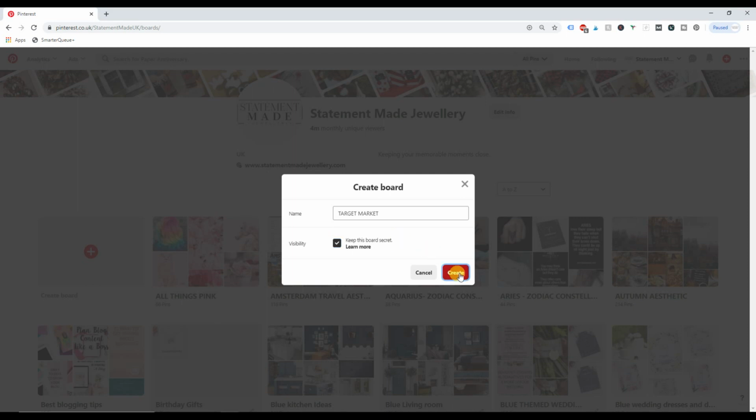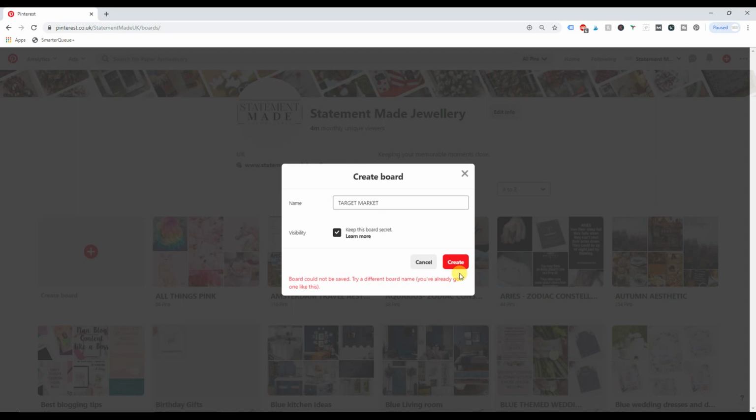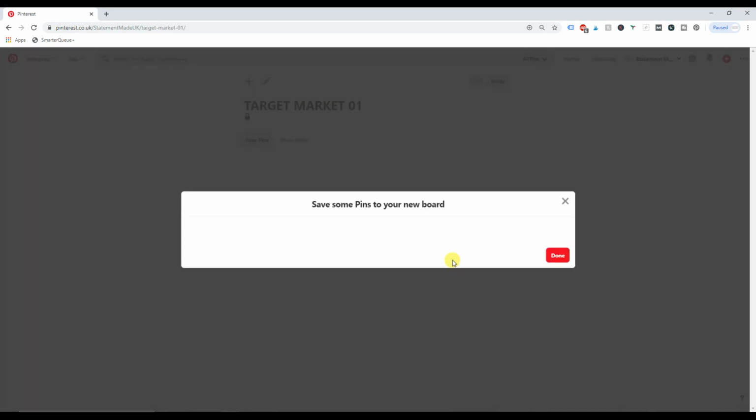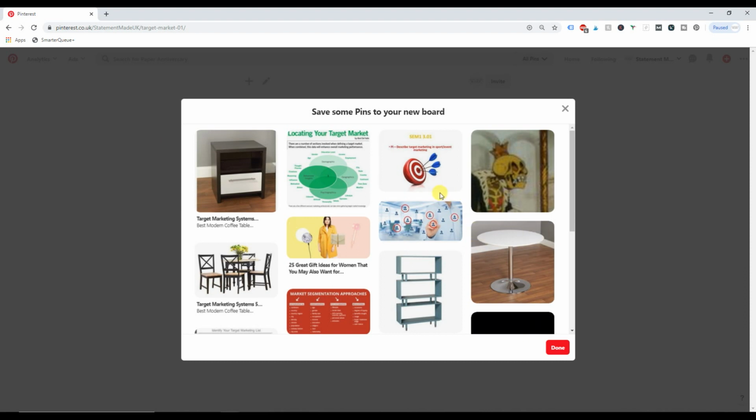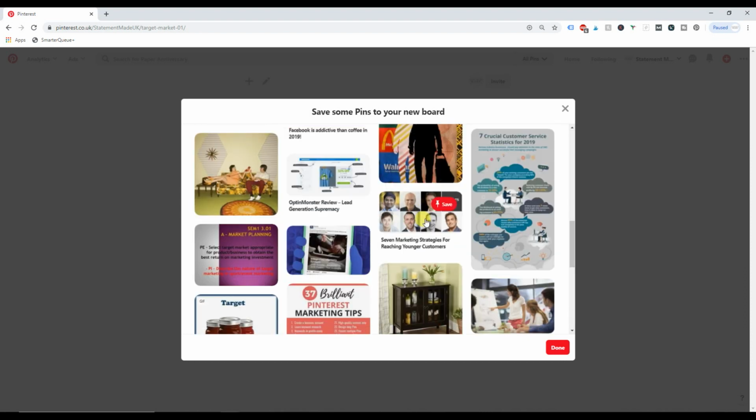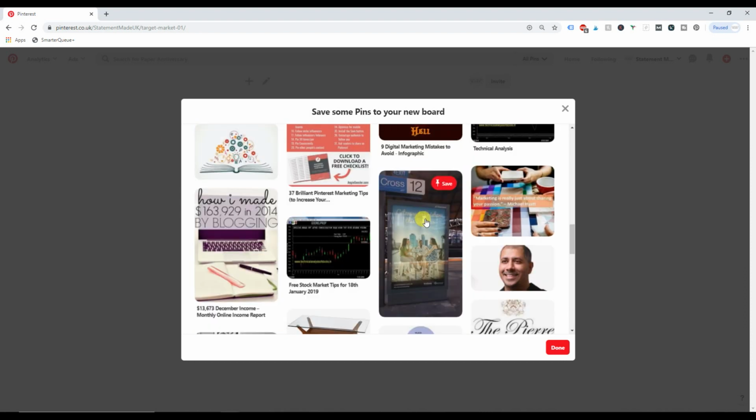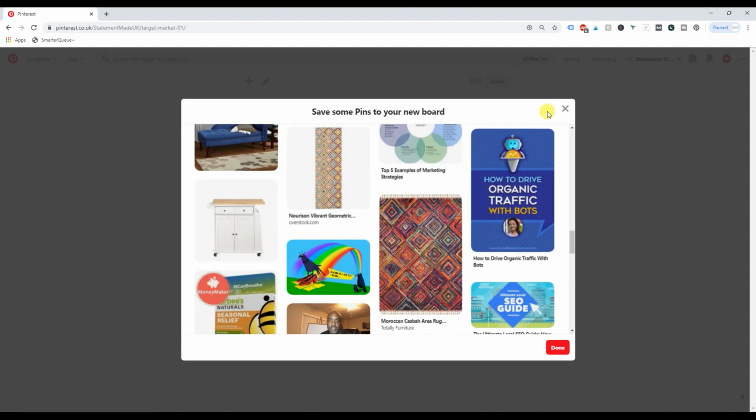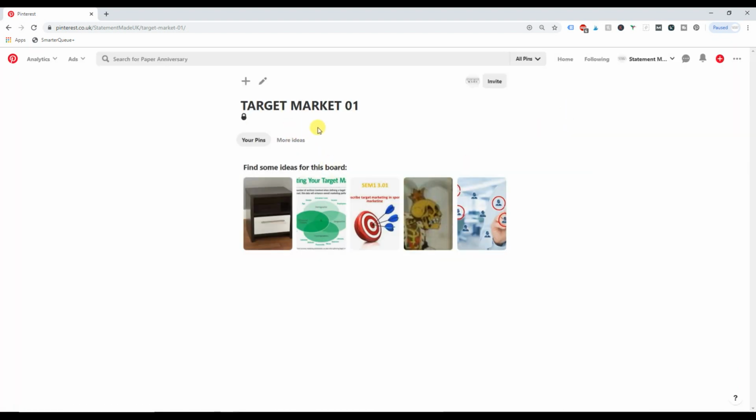So anyway, let's create that board. Board could not be saved. Oh, I've already got that board name. Okay, let's do Target Market 01. Obviously, I've got a Target Market board already, but you would just keep yours as Target Market. I would just ignore this, because they don't really know what your board's about. So this is just a whole heck of nonsense. Let's just ignore that.